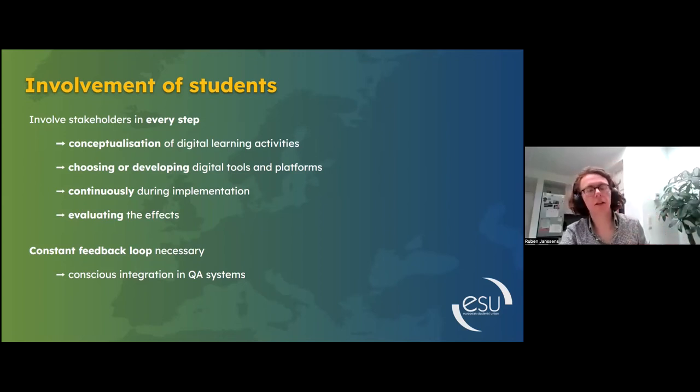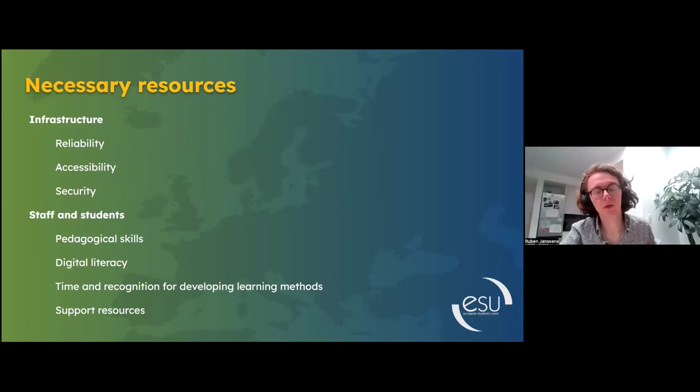And continuously throughout the implementation of digital learning, students should be involved, asking what is the effect that you feel? How do you feel about these methods? What would you do differently? And afterwards also evaluating the effects like this. This is really a constant feedback loop. We already have very well worked out quality assurance systems in higher education, but we need to integrate digital learning in this as well. And to achieve all of this, we need the necessary resources.